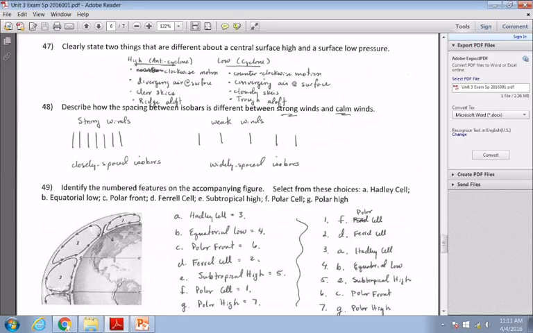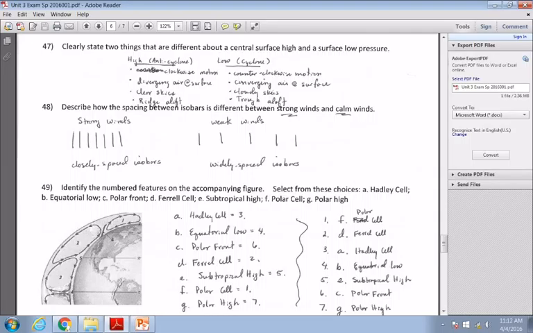Around a high, air is leaving the center, and around a low, air is coming together. We call that diverging and converging, respectively. Highs bring clear skies, lows bring cloudy skies. And then we talked about these Rossby waves, where ridges are associated with highs and lows are associated with troughs.